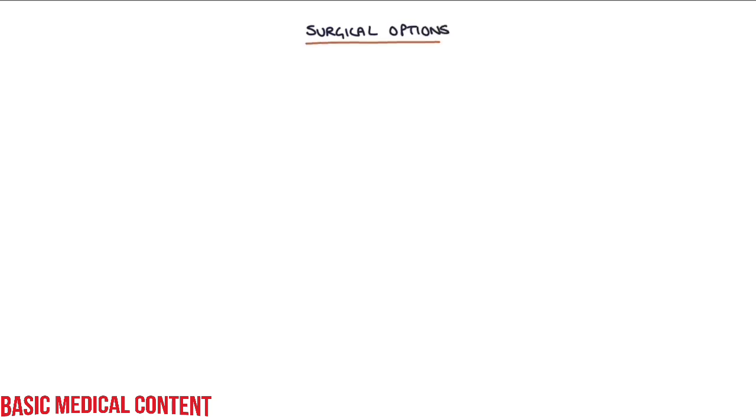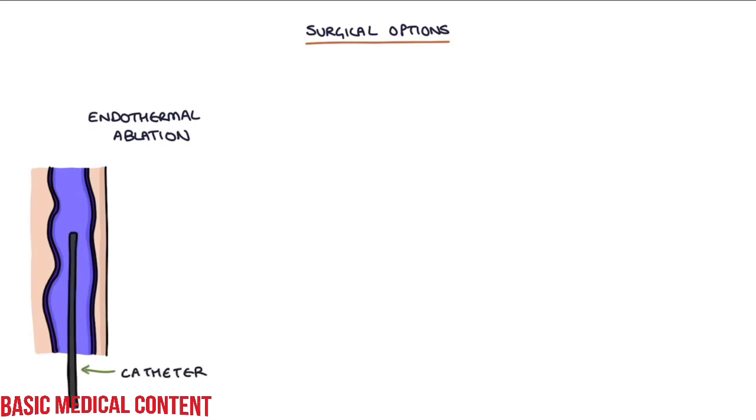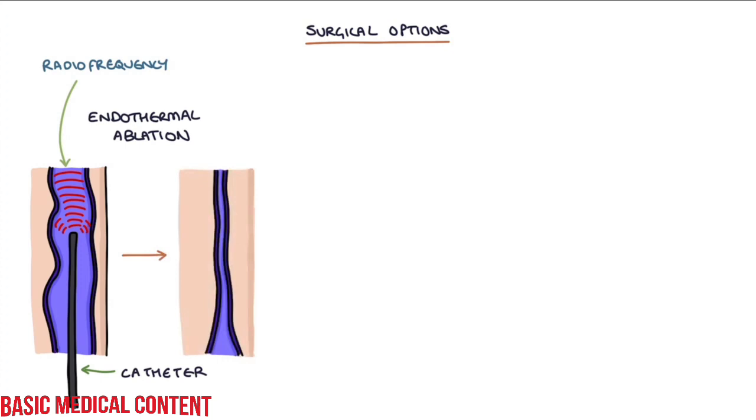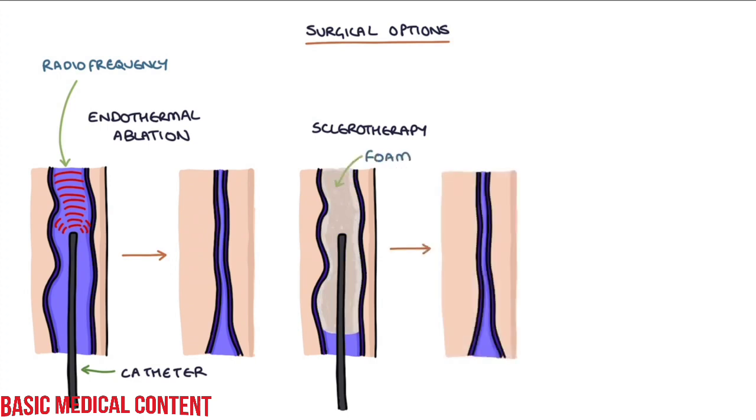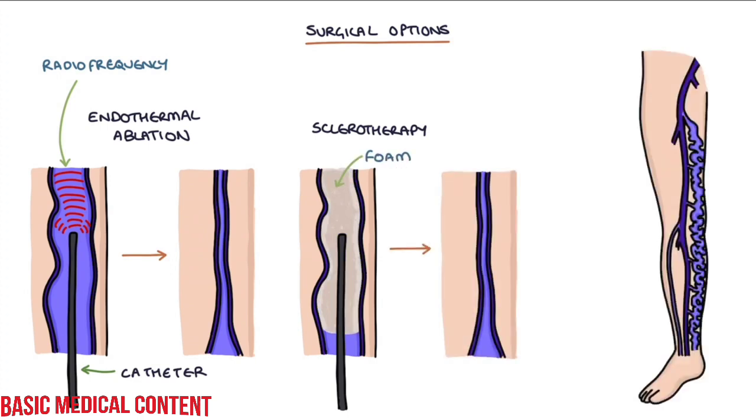The surgical options for treating varicose veins are endothermal ablation, which involves inserting a catheter into the vein to apply radiofrequency ablation and destroy the vein, sclerotherapy, which involves injecting the vein with an irritant foam that causes closure of the vein, and stripping of the veins, which is where the veins are ligated and pulled out of the leg.